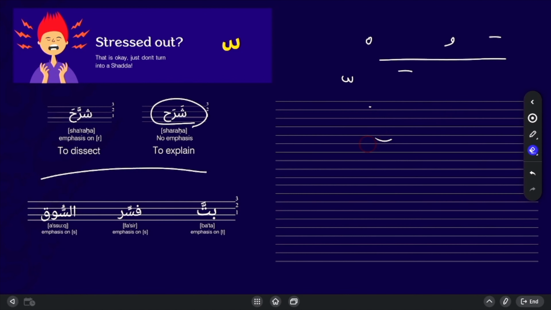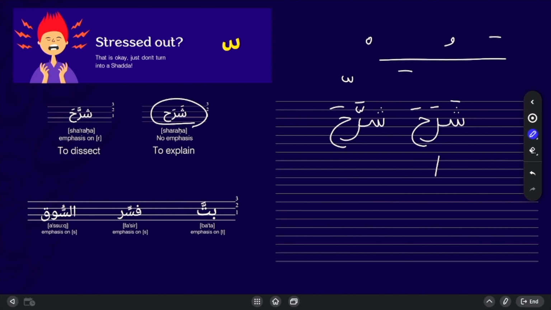Emphasis is not just cosmetic, it is phonemic. It affects meaning. We saw the word sharaha and the word sharraha. Sharaha means to explain. Sharraha means to dissect or to perform an autopsy. So just the intervention of the stress of the shadda on this particular letter changed our meaning completely. So shadda is very useful and is a sign to reckon with.